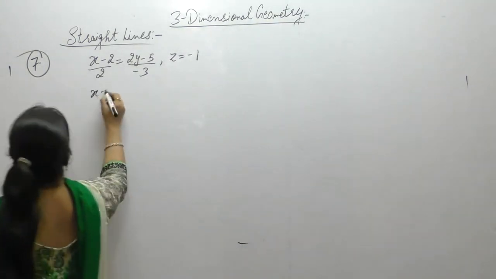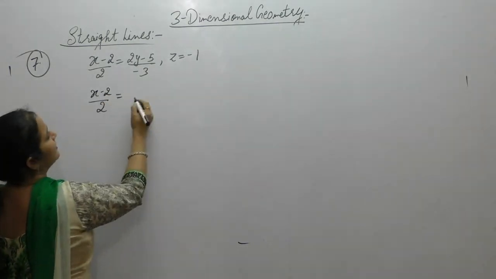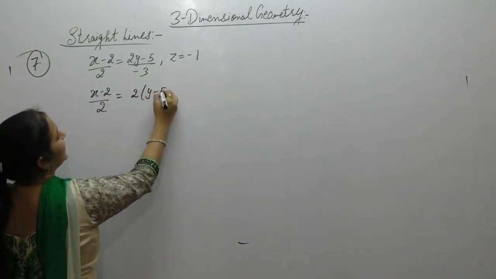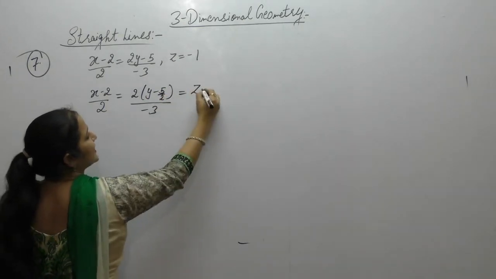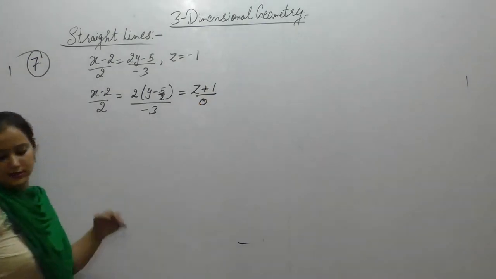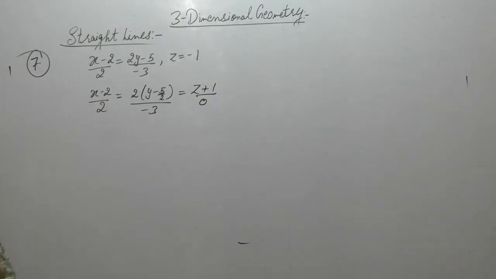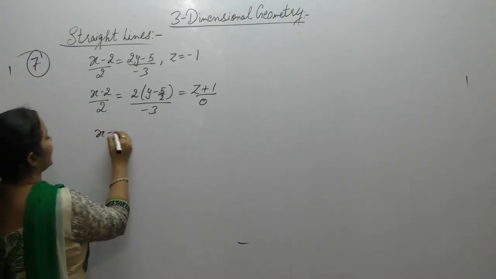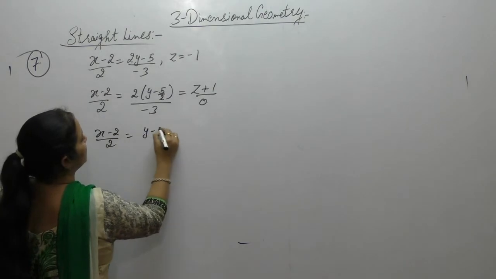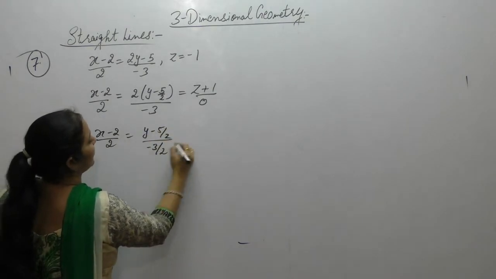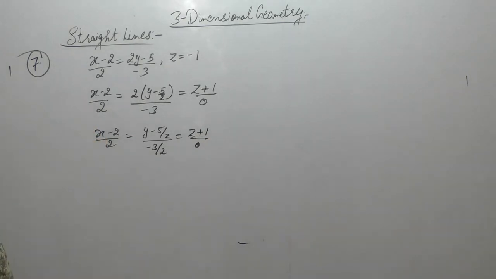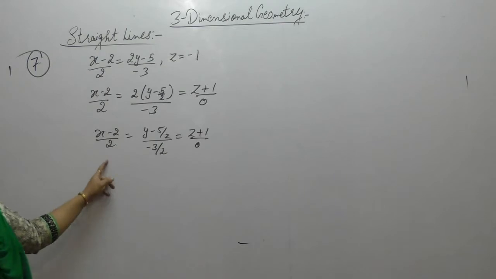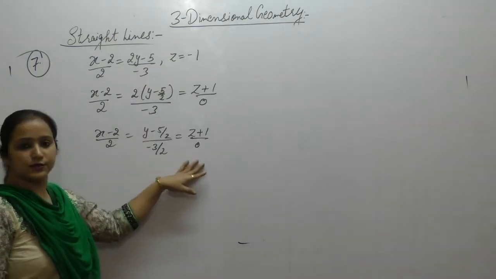We can write it as 2 common, (y minus 5/2)/(minus 3), and when z goes on that side, (z plus 1)/0. So (x minus 2)/2 = (y minus 5/2)/(minus 3/2) = (z plus 1)/0. This is the Cartesian equation of the line, which we have solved.